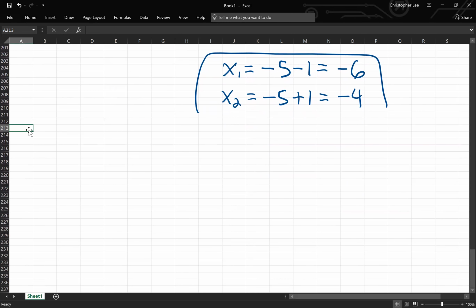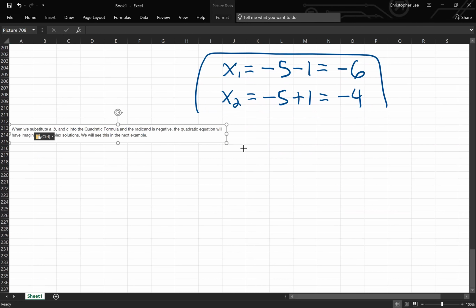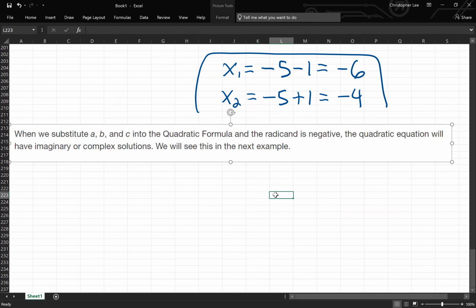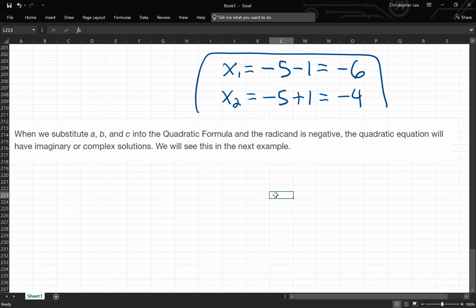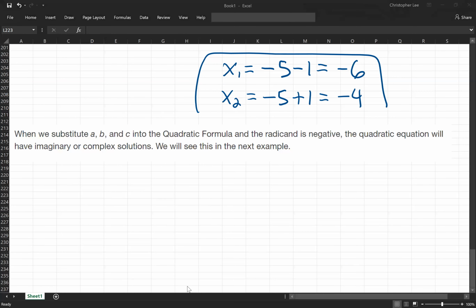So real quick, just some notes before we jump to another really exciting example, all right? When we substitute A, B, and C into the quadratic formula and the radicand, that's what's underneath the radical, is negative, the quadratic equation will have imaginary or complex solutions, all right? Just a note.